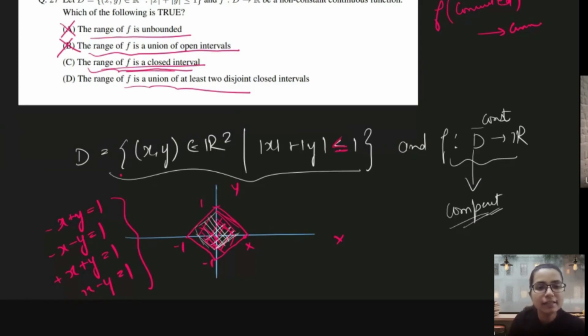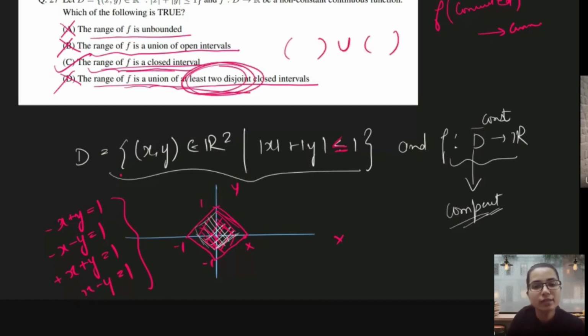And here they are saying the range of f is a union of at least 2 disjoint closed intervals. It will not be correct, because if it is a connected domain, then it should go to a connected set, right? So the range should be an interval, and this should be incorrect, because they are saying that this is a union of 2 disjoint intervals, and in that case, it will not be connected. So option C will be correct.